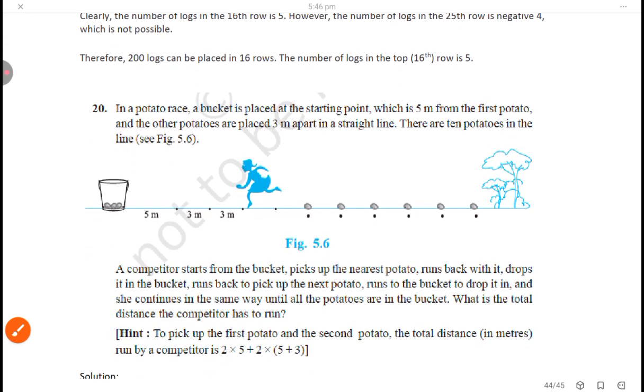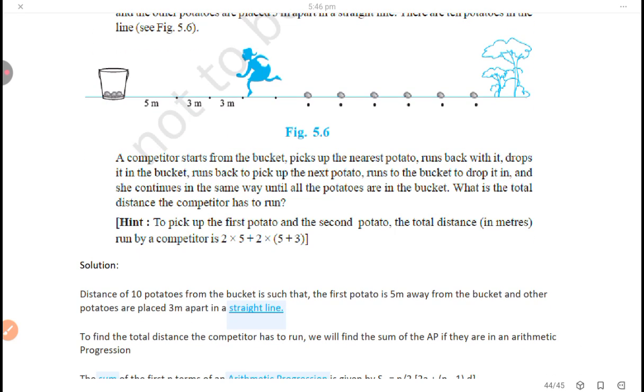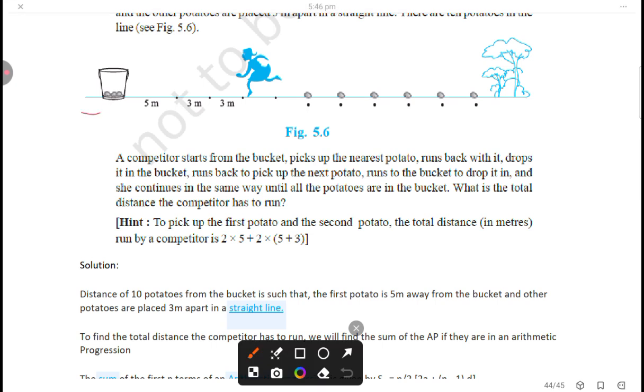Another interesting question. In a potato race, a bucket is placed at the starting point, which is 5 meters away from the first potato, and other potatoes are placed 3 meters apart in a straight line. There are 10 potatoes in the line. See the figure. Potato is placed here. So 5 meters, then 3 meters, 3 meters.